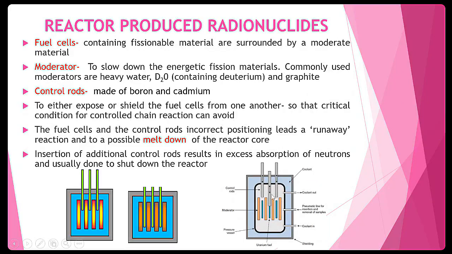Here you can see, I'll explain this principle. Other than the fuel cell, moderator, and control rod, we have coolant in and coolant out to pass the air, the shielding, and the pressure valve, and we have something called a pneumatic line. We insert the sample through this pneumatic line, and we start the fission process. When the fission starts, the control rod will go up, and to switch it off, the control rod will come down. Like that it will be placed.